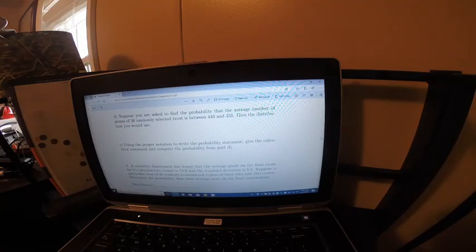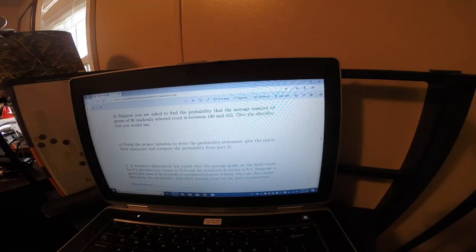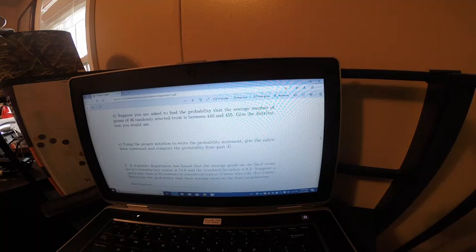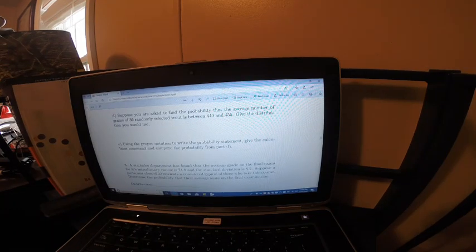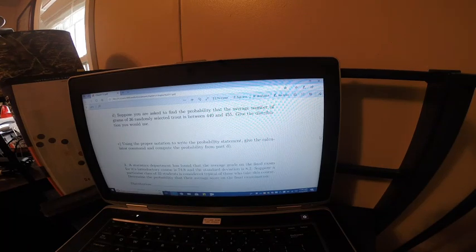Alright, D says, suppose you are asked to find the probability that the average number of grams of 36 randomly selected trout is between 440 and 455. Give the distribution that you would use. Using the proper notation, write the probability statement, give the calculator command, and compute the probability for part D.